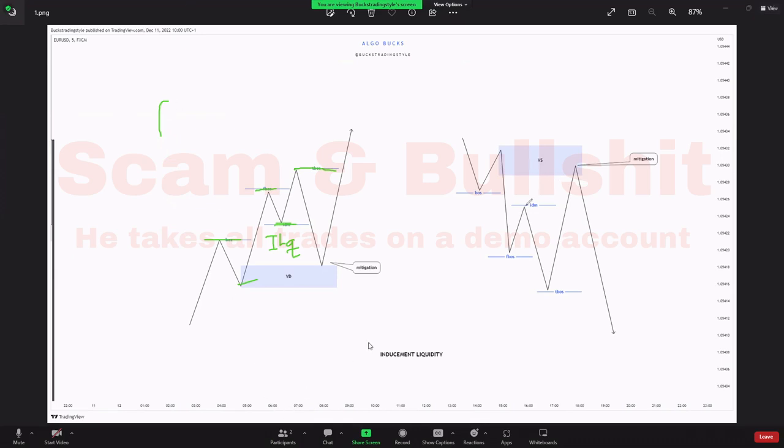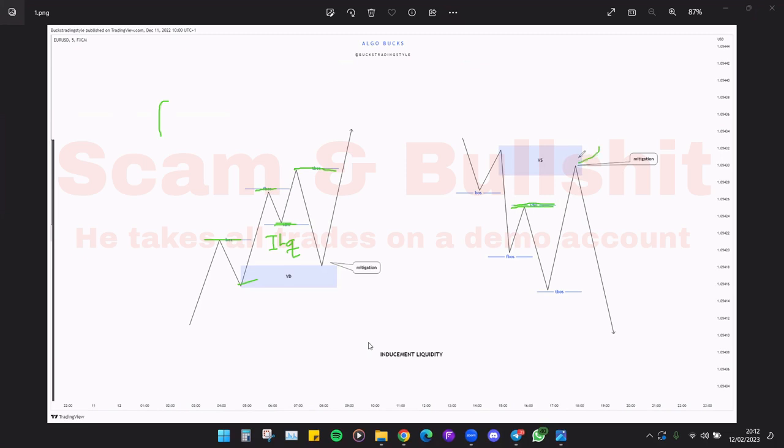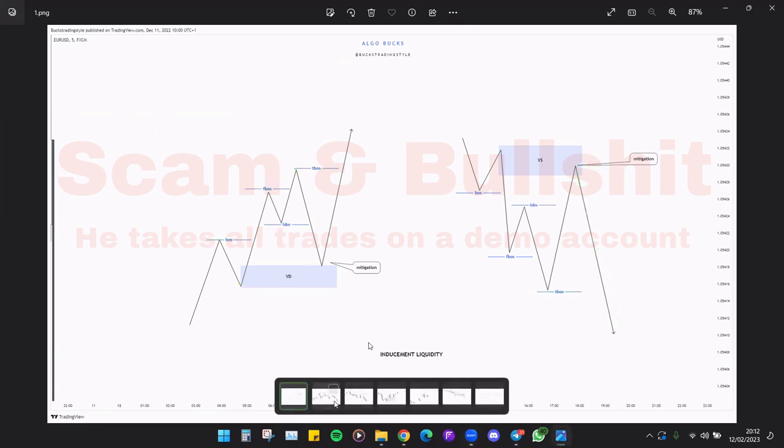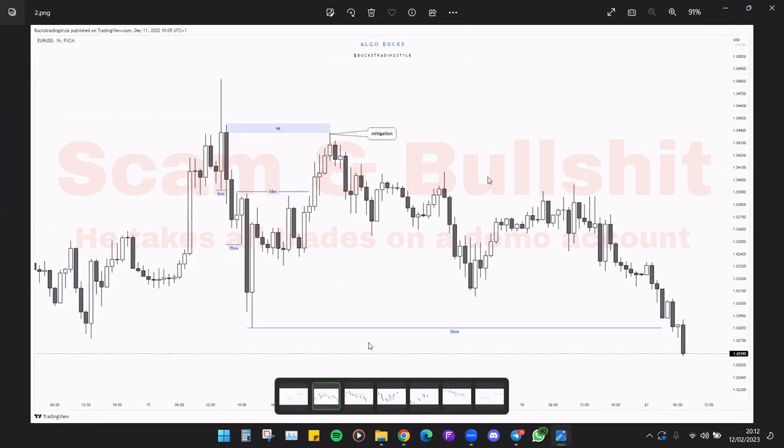Same thing for the sells too. We want to see ILQ get taken out, mitigation of value supply, and then the drop to the true break of structure. Is that clear? Yes. All right. We're going to look at some examples.